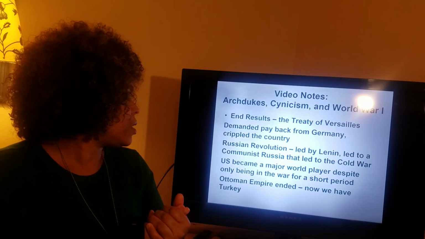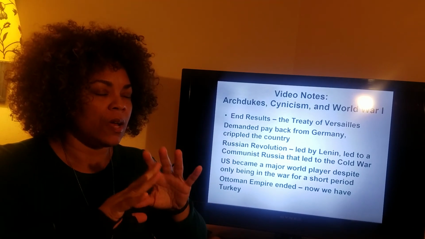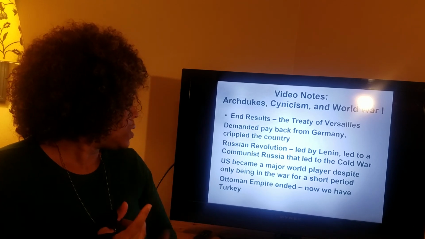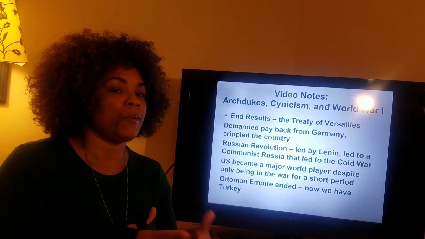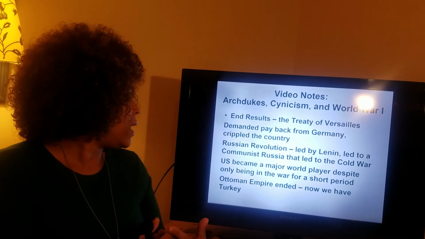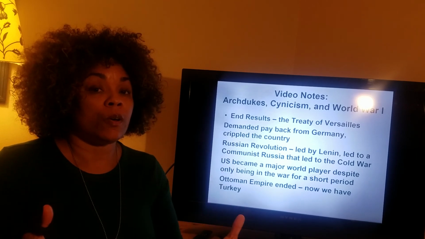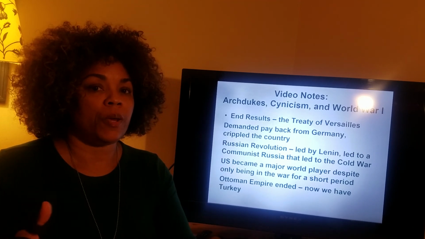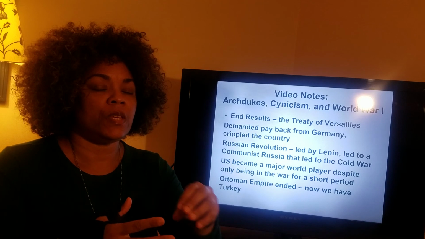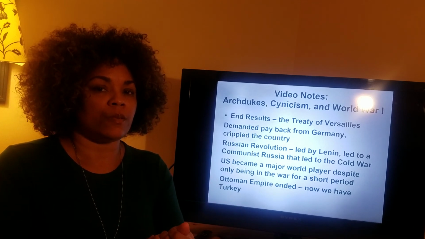Some major other issues or results from the war would be the Ottoman Empire ended. We have Turkey now. We don't have the Ottoman Empire. We don't talk about that anymore. And the United States became a world player. They became much bigger as a result of the need for their involvement in this war.